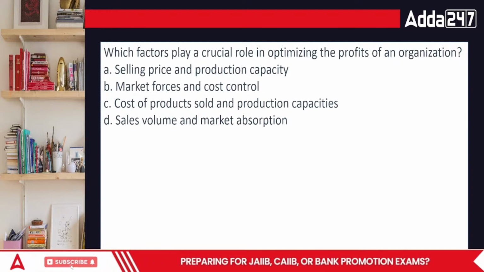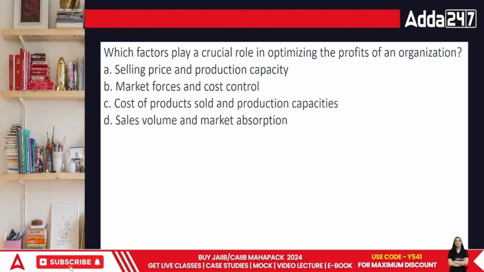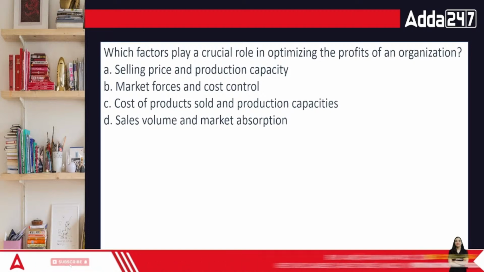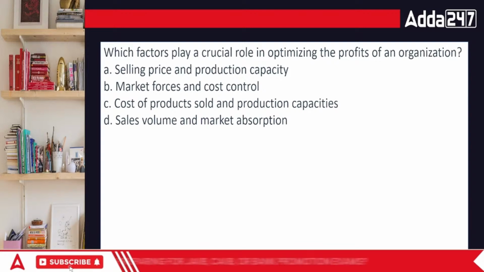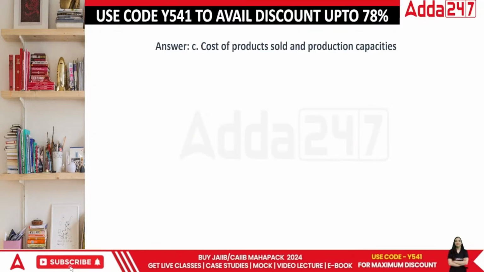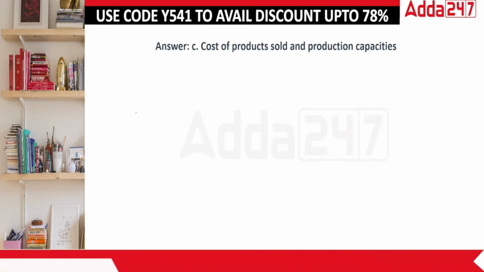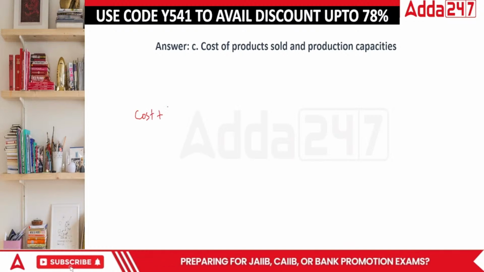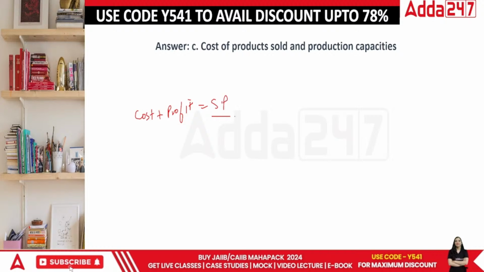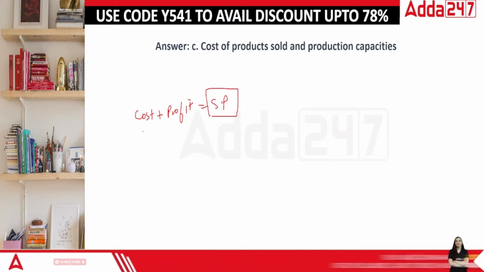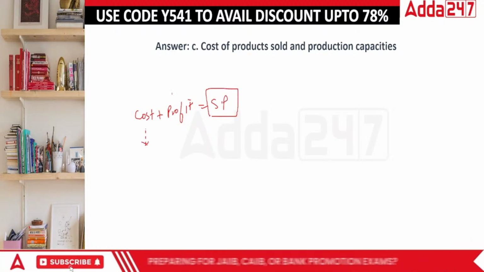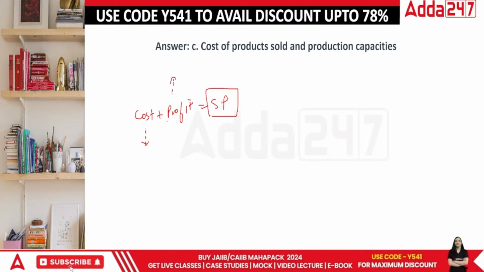Every organization is running towards optimizing their profits, don't they? But one of the best things is, if you want to increase your profit, you have to reduce your cost. Always remember the formula: cost plus profit is equal to selling price. Sometimes you cannot touch the selling price. Then what will you do? You will reduce the cost so that your profit increases. That's the only thing you can do then.